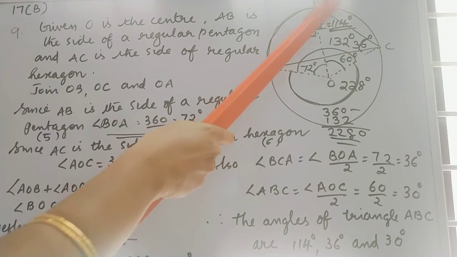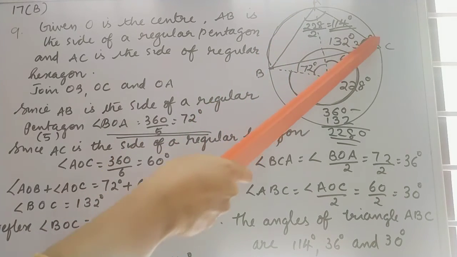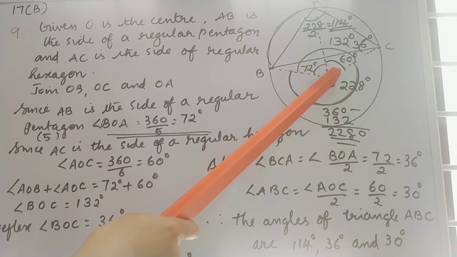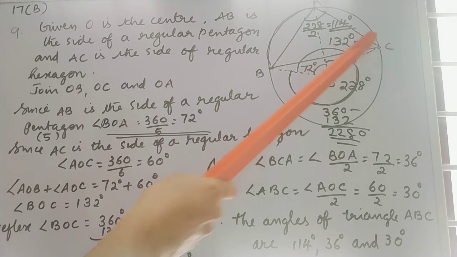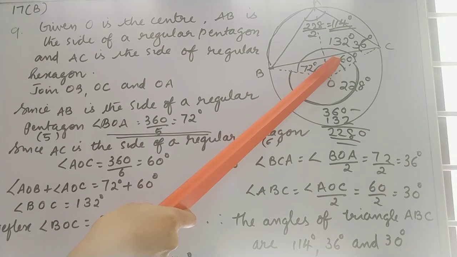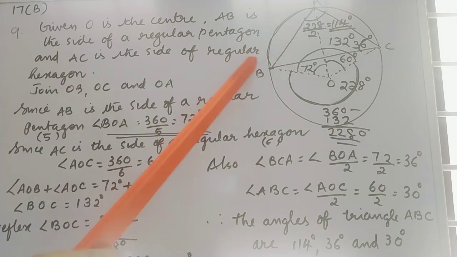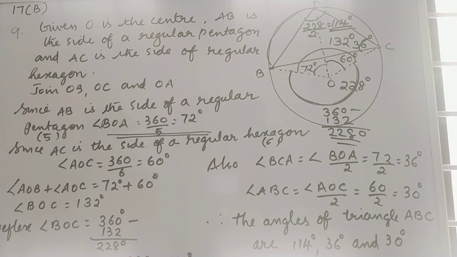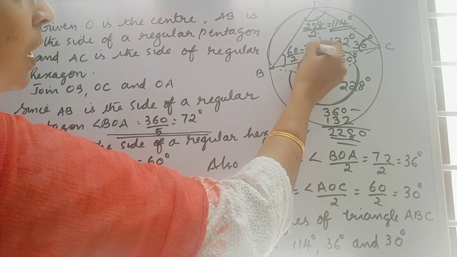ABC lies in the segment AC. So AOC also lies in the segment. AOC is a central angle. AOC we got as 60 degrees. So what about ABC? Same reason, angle at the center of the circle is double the angle at the circumference. So directly we can write ABC as 60 divided by 2, which is equal to 30 degrees, that is angle B.